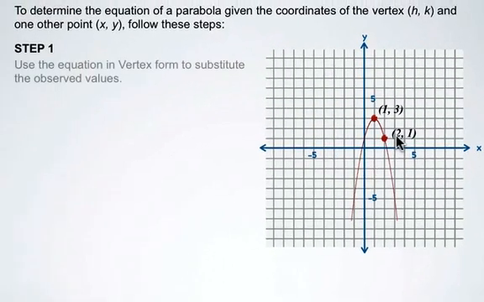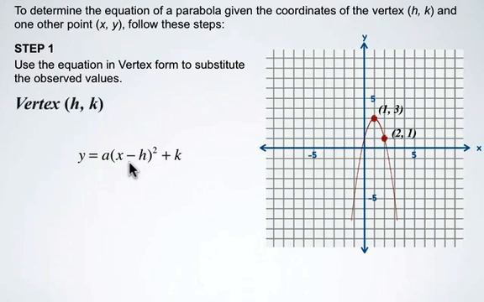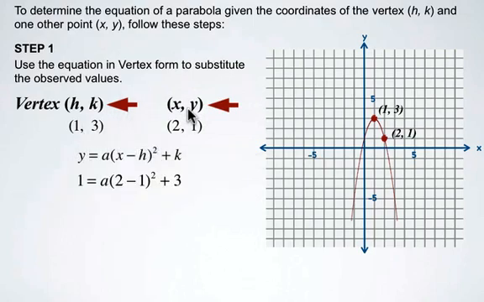Our first step, we're going to use the equation in vertex form to substitute the observed values. So we're going to take these values here and substitute them into our vertex form equation. We have our vertex, which is our h and our k values. So that's 1 and 3. And we have another point, which will be our x and y values, which is 2 and 1. So here it is substituted into the equation.